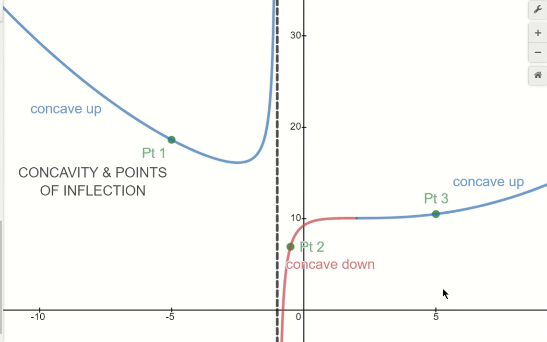And so based on this, if you look at the vertical asymptote, the concavity changes, but that's not a point of inflection, that's a vertical asymptote. But right around here, the concavity changes, which means there is also a point of inflection at this point right here. And that is kind of a summary of the activity.